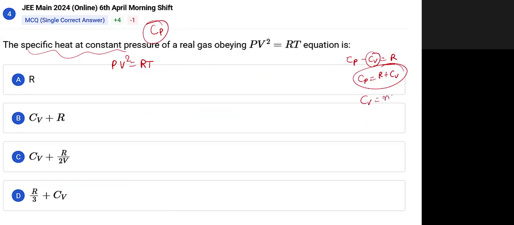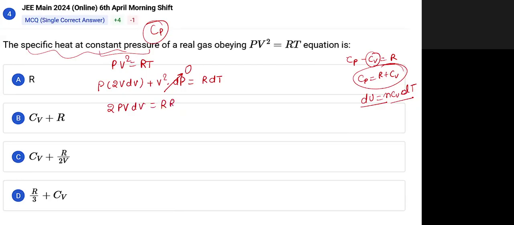And CV we know: dU = nCV dT. So we have to find the internal energy of the system, that's how we are able to calculate CV. Now differentiate the equation and write its differential form: P into 2V dV, the differentiation of V², plus V² as it is times dP, equals R dT. Now this is the specific heat at constant pressure, so the dP term becomes 0. If the pressure is constant, there is no meaning of dP, so it becomes 2PV dV = R dT.